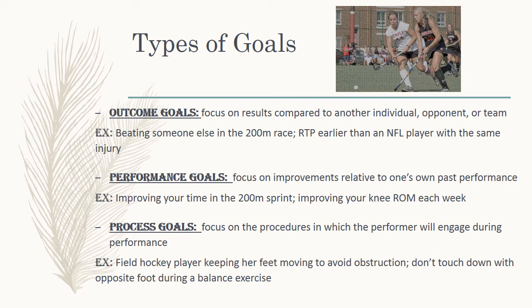There are various different types of goals, but here we're going to specifically talk about 3: outcome, performance, and process goals. Outcome goals focus on results compared to another individual, opponent, or team. For example, a goal might be to beat someone else in the 200-meter race, or to return to play earlier than compared to an NFL player with the same injury. Outcome goals specifically are focused on the result of someone else.